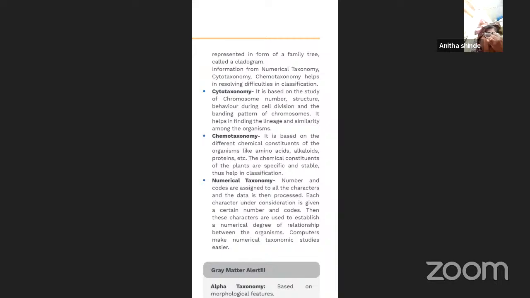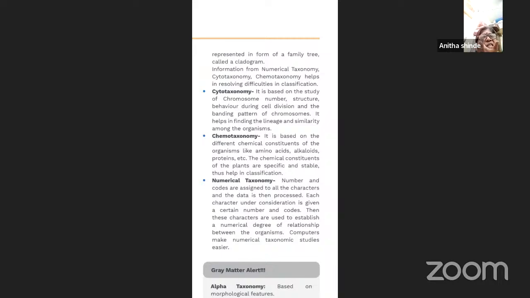So it helps us in finding out the lineage as well as the similarity among different organisms based on the chromosomes. Under this category, you have to consider only the chromosomal number, structure, behavior during division, and banding pattern. Now, the second category is chemotaxonomy. Chemotaxonomy is based on different chemical constituents of the organisms, like amino acids, alkaloids, proteins, etc. The chemical constituents of plants are specific and stable, thus they help in classification.